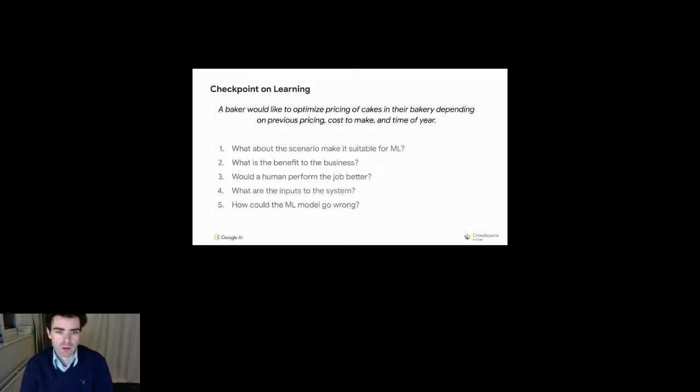Checkpoint on learning. Now you will be tested. A baker would like to optimize pricing of cakes in their bakery, depending on previous pricing, cost to make, and time of year.